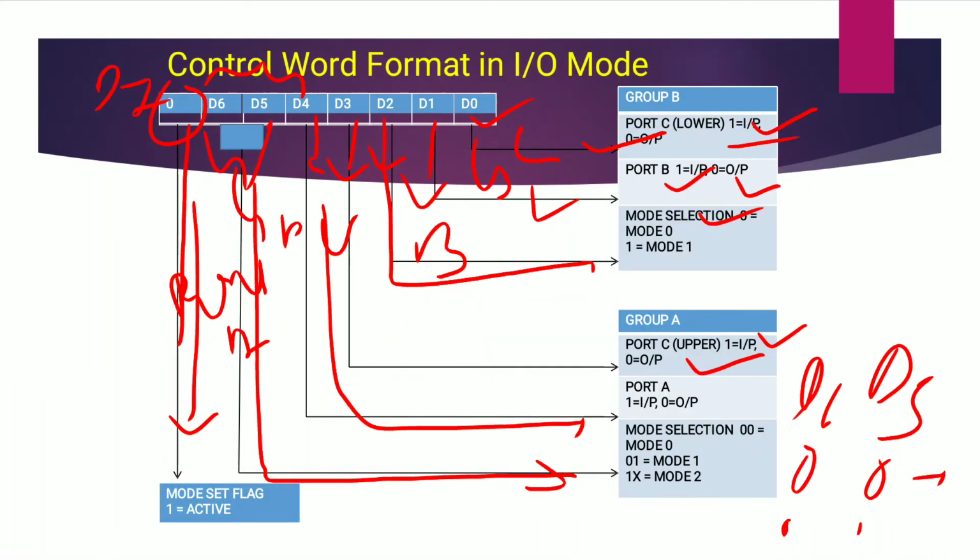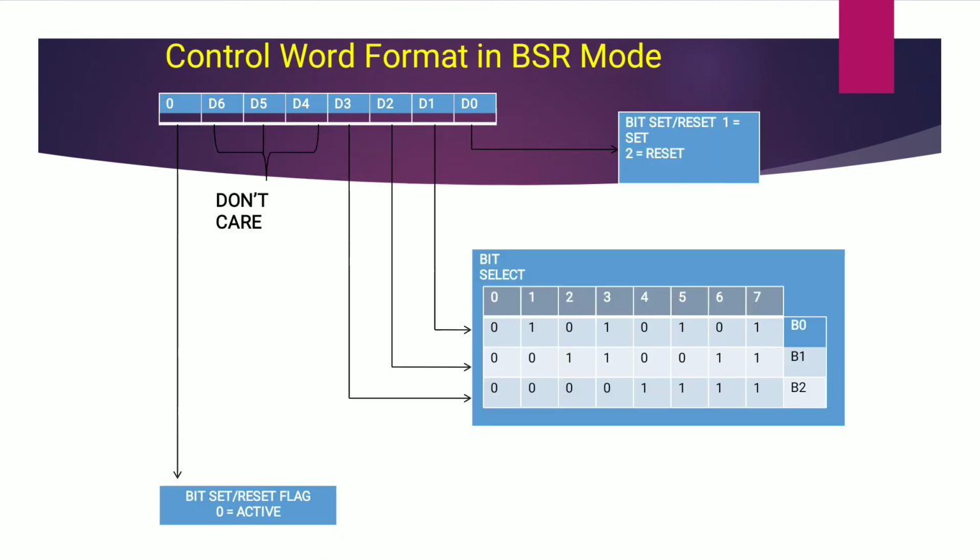It is set to 1 when port A, port B, port C are defined as input or output ports. So it is set to 1 for port A, port B, port C defined as either input or output port. This is the control word format in BSR mode. D0 is the bit set/reset bit: 1 then set, 0 then reset. D1 to D3 are the bit selection from 0 to 7, that is B0, next B1, B2, similarly.